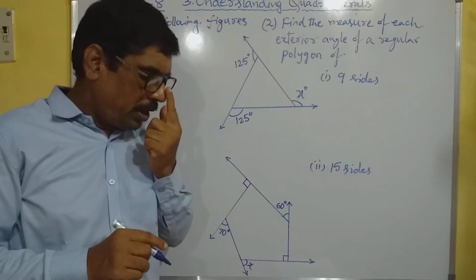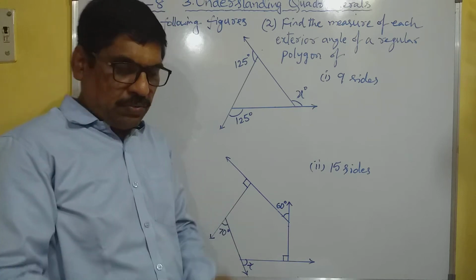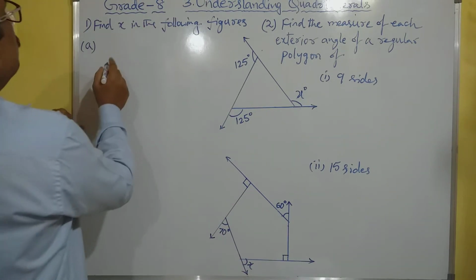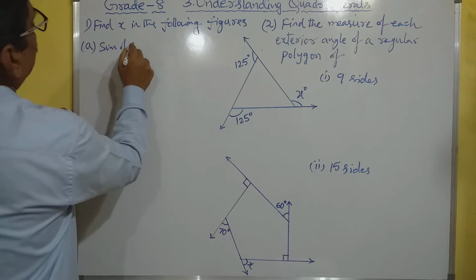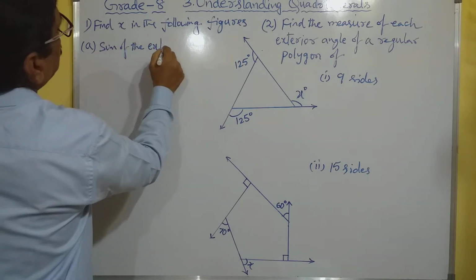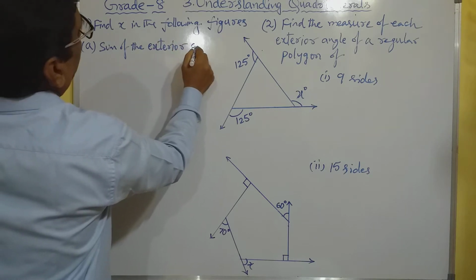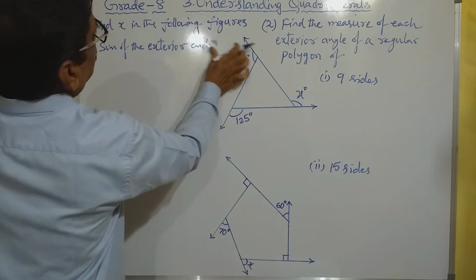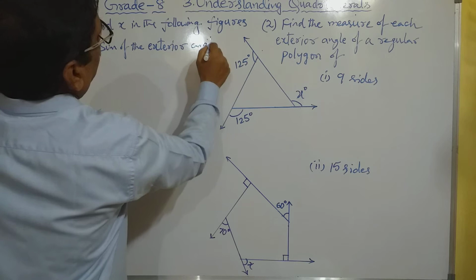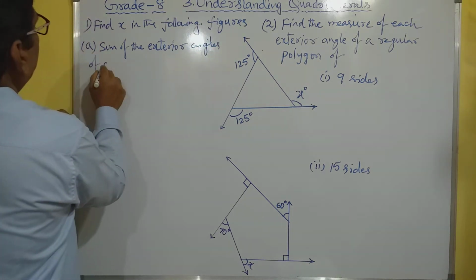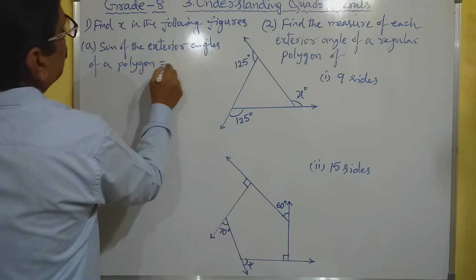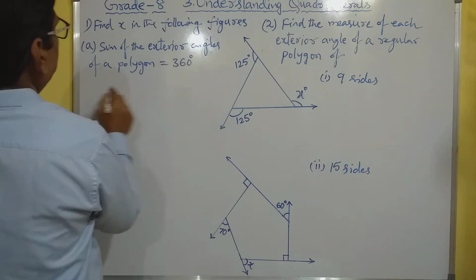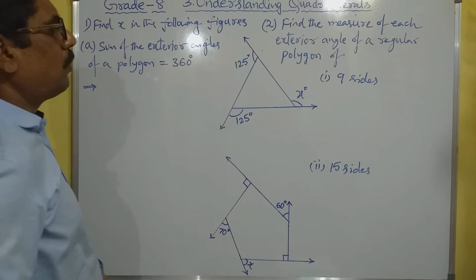We have the formula. Just now I have given the list of formulae. In that, what is the sum of the exterior angles of a polygon? What is the formula? It is equal to 360 degrees. Okay, we have learned this formula.